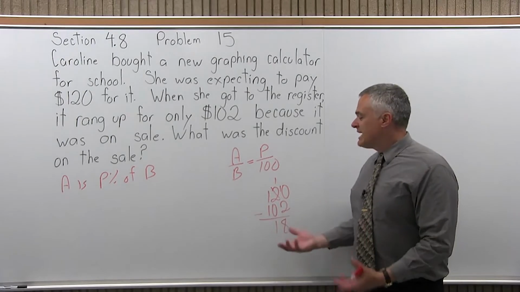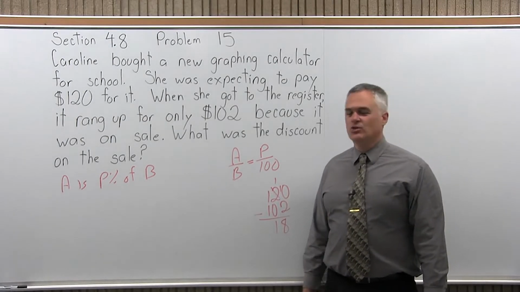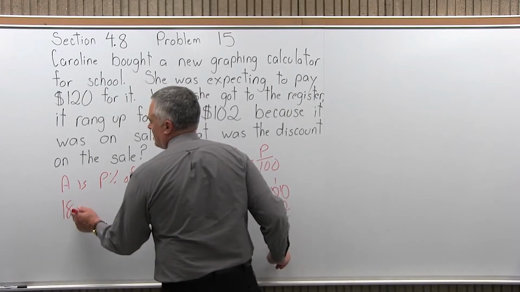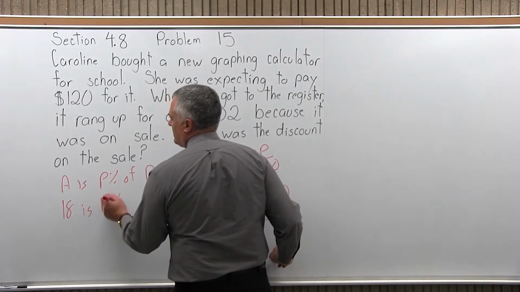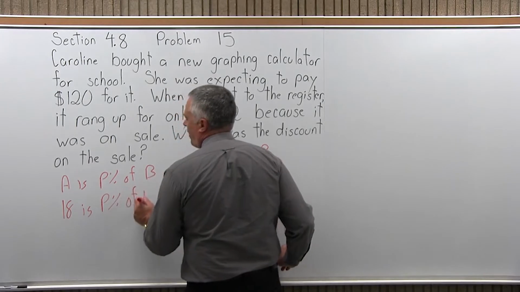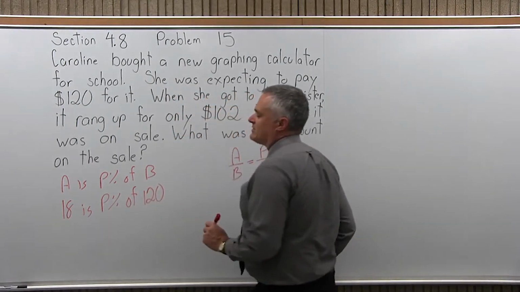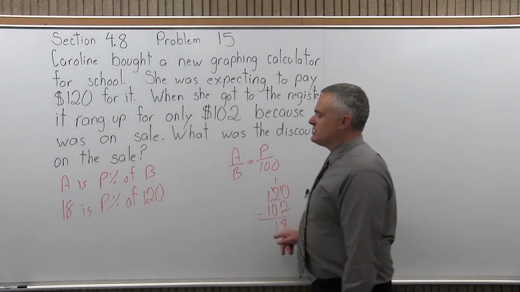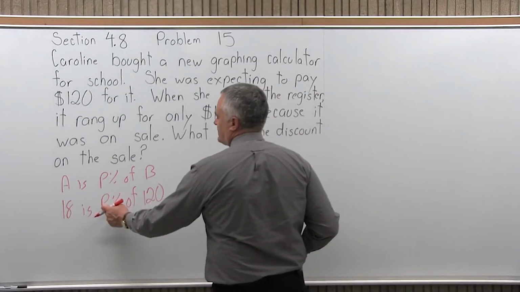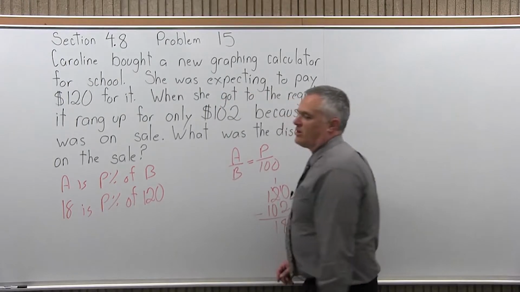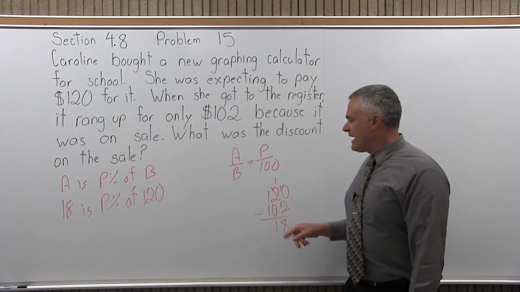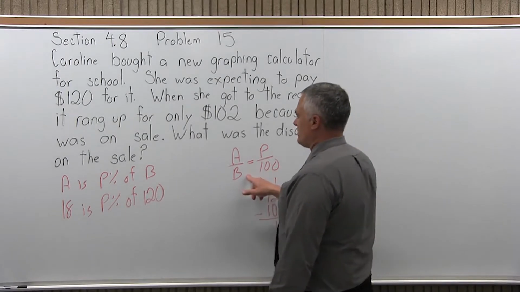So what percent of the 120 is that $18? That's what we have to do. So 18 is P% of 120. That's what I have to answer. The $18 she saved is what percent of the $120 non-sale price. So now that I have that, let's fill in this formula.